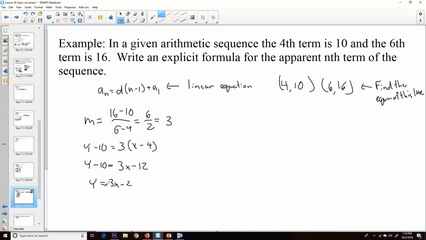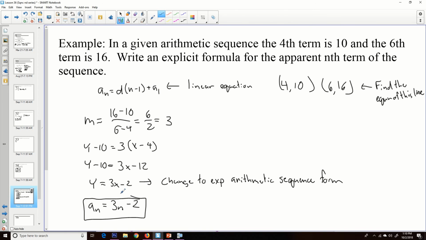Now that's the linear equation, and all I got to do is change it to the explicit arithmetic sequence form, and we'll just say a sub n equals 3n minus 2. And that will work. And just as a check, if I want to find the 6th term, 6 times 3 is 18, minus 2 is 16. So I am happy with that expression.